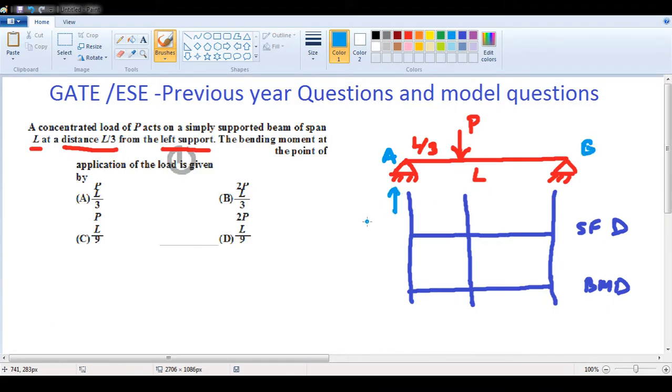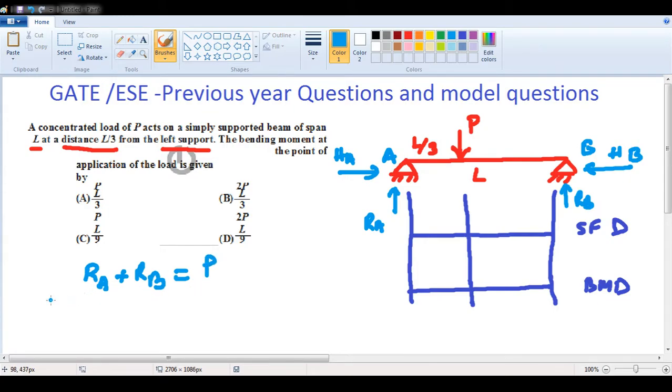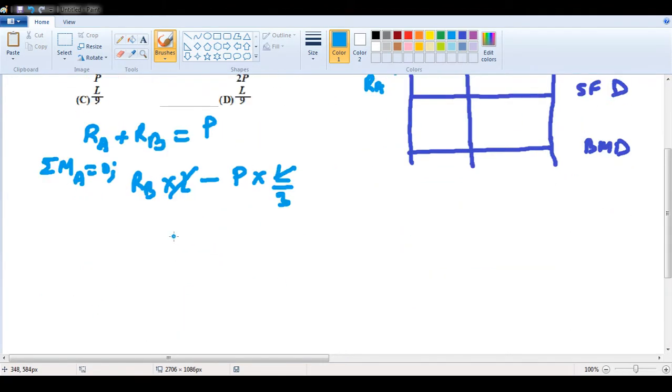The reaction here will be RA, HA. Similarly here it is RB, HB. So here RA plus RB is equal to P. Now if I take moments about A equal to 0, we get RB into L minus P into L by 3. L got cancelled, so we got the value of RB as P by 3.